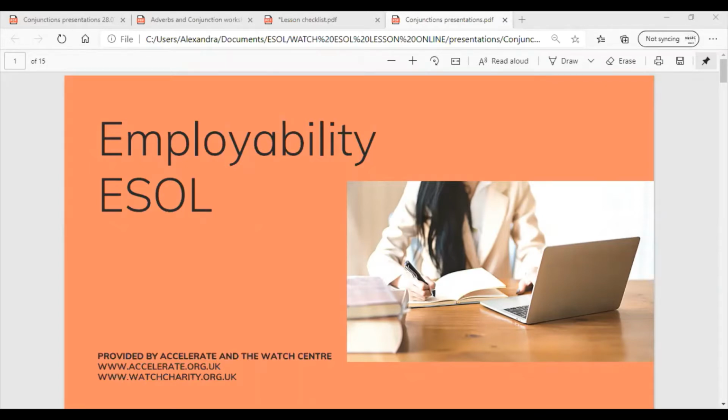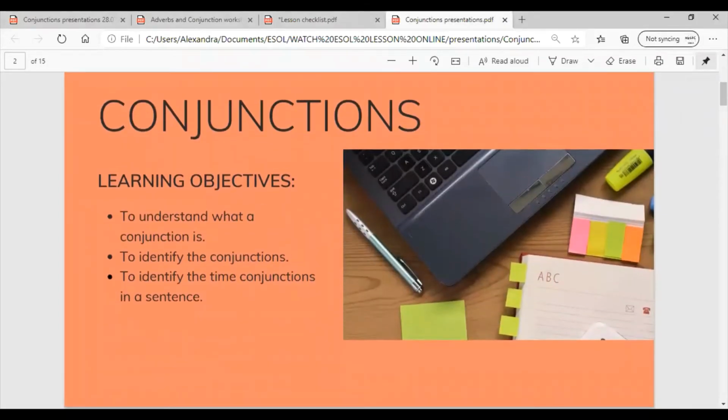So we'll get started. Today we are going to look at conjunctions, and our learning objectives will be to understand what a conjunction is, to identify the conjunctions in a sentence, and to identify the time conjunctions in a sentence. If you already know what a conjunction is, use this as a quick revision session. If you don't, don't worry, we will quickly go over what a conjunction is, what a time conjunction is, and how to identify them.